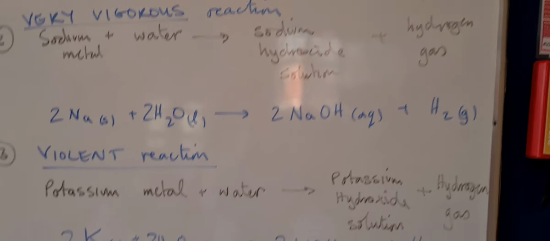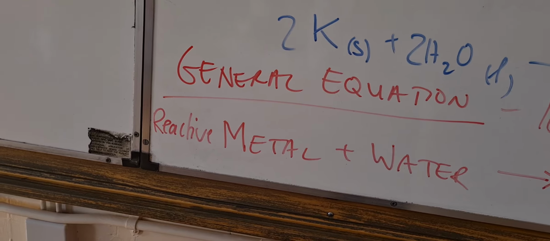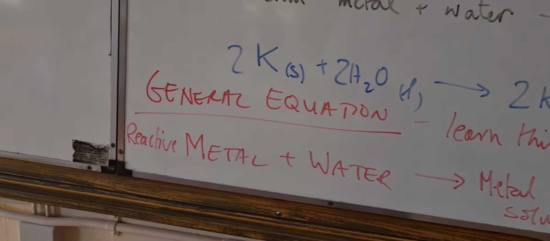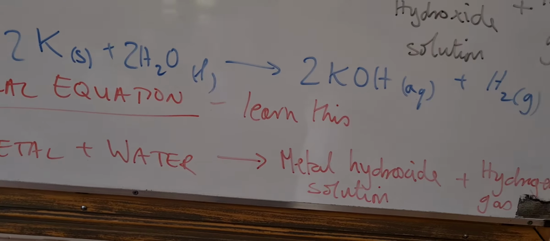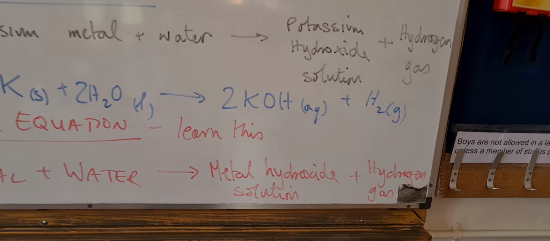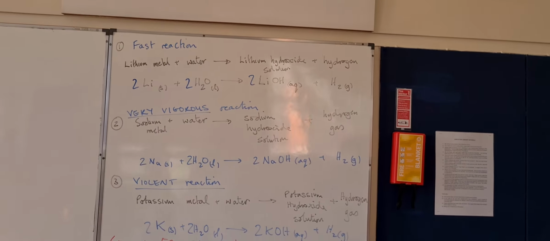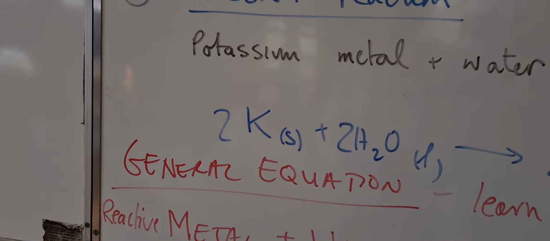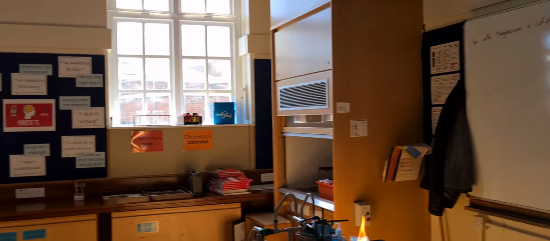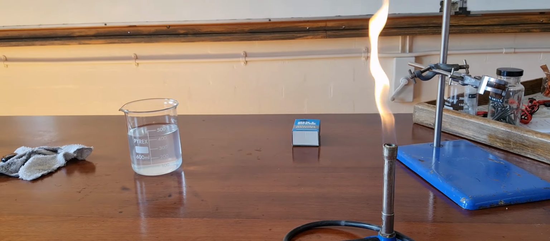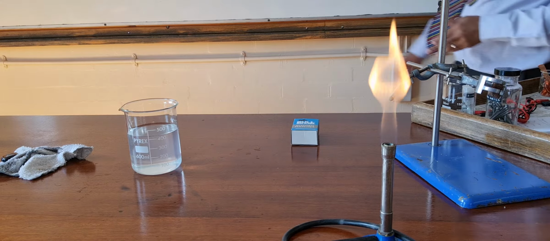The pattern to see is, if the metal is reactive enough, reactive metal plus water, in red, can you see that in red? Reactive metal and water will make metal hydroxide solution and hydrogen gas. Now, that is the pattern. The pattern to learn with water is when metals react, they react in that general equation way. And it is this general equation way that I want you to learn, and then chemistry doesn't come across as being a load of unrelated facts. It becomes patterns.